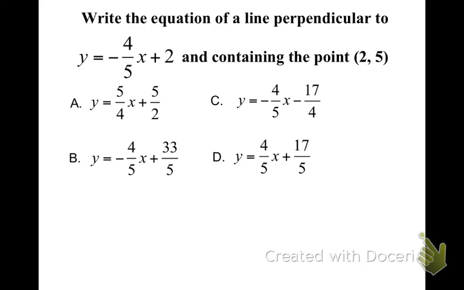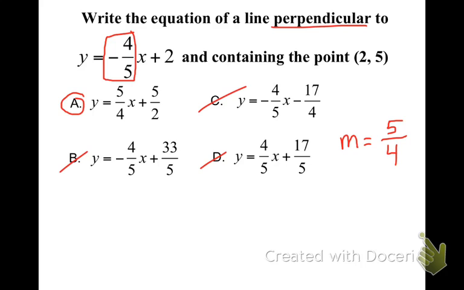Last example, write an equation of a line perpendicular to y equals negative 4/5 x plus 2, containing the point 2,5. The perpendicular to a line that has a slope of negative 4/5 means that the slope for our line, our answer, must be the opposite and reciprocal slope. So positive 5/4. I can eliminate choice C. I can eliminate choice D. I can eliminate choice B. And that leaves us with the only possible right answer being choice A.